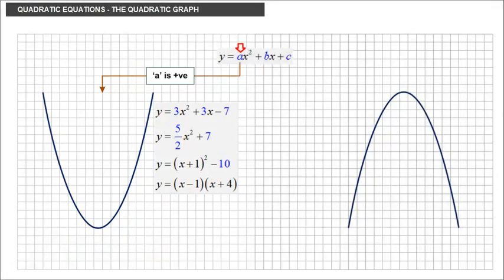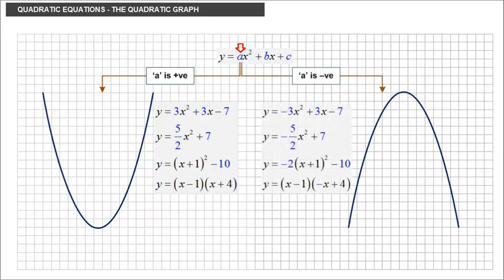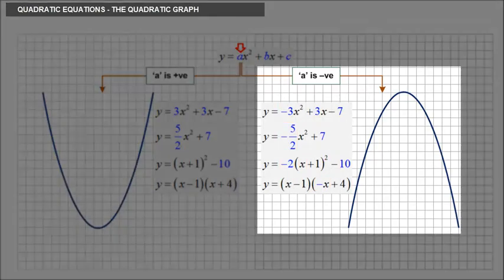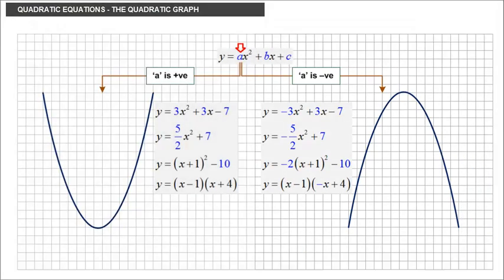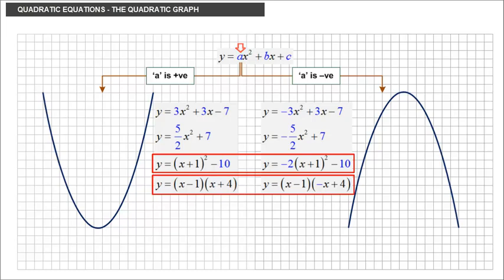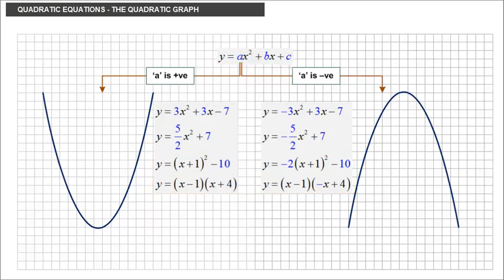On the other hand, the N-shaped graph is obtained when the coefficient of the x-squared term, that is a over here, is negative. Examples. The coefficients of the x-squared terms in these equations are negative. Therefore, when you draw or sketch these graphs, they will have an N shape. If the quadratic equation is in completed square form or factor form, then you may choose to expand them into the standard form to confirm if the x-squared term is positive or negative.